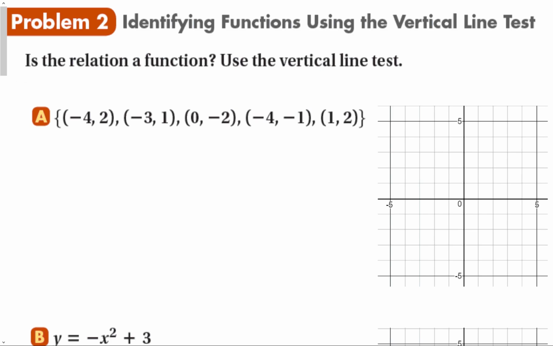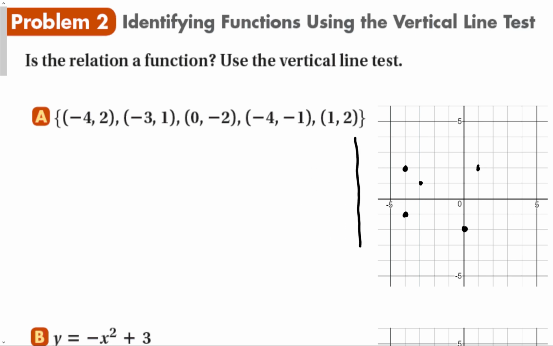Okay, so in order to figure out if this function passes or fails the vertical line test, I'm going to have to graph each one of these. So I'm going to go -4, 2, put a dot, -3, 1, put a dot, 0, -2, -4, 1, oh, sorry, -4, -1, and 1, 2.